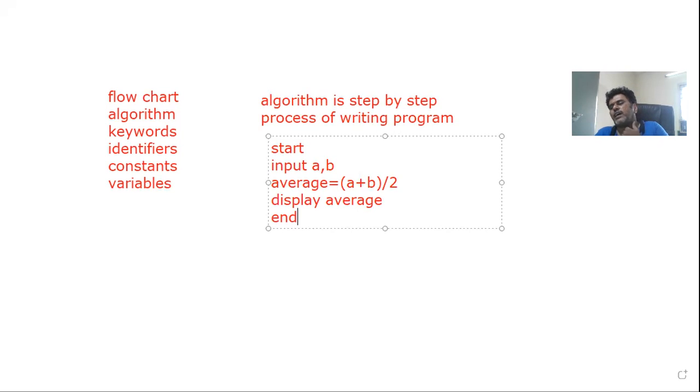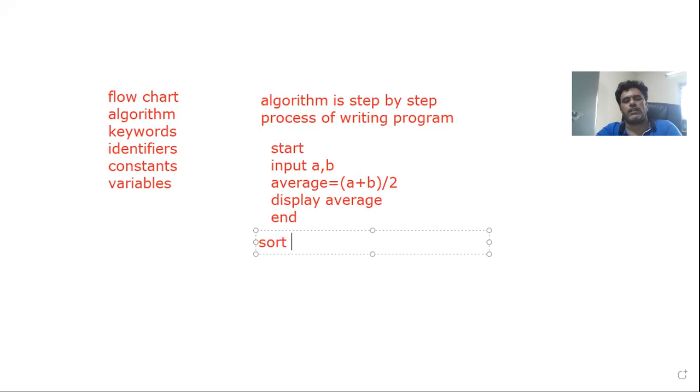So what is the use of algorithms? We mostly use algorithms if you want to sort. I think you understand the concept of sorting. Sorting is nothing but arranging of records, arranging of information.